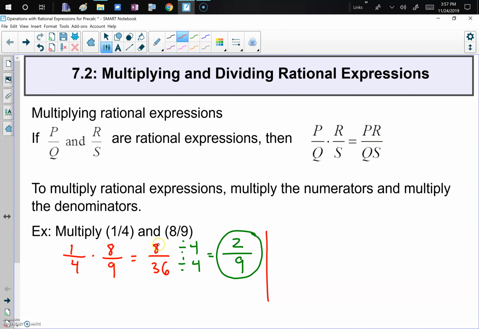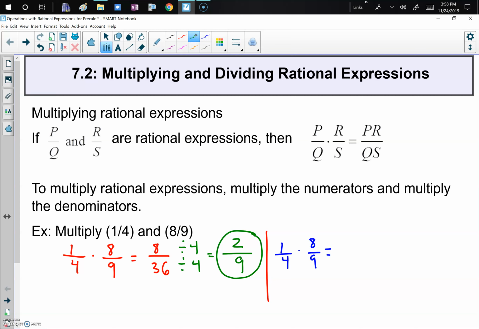This can be hard though, because when we do the multiplication we might get some very large numerators and denominators, and it may not be as obvious how we simplify that fraction. So there is an alternate way to do this that I'm going to show you now that involves simplifying before you've actually performed the multiplication.